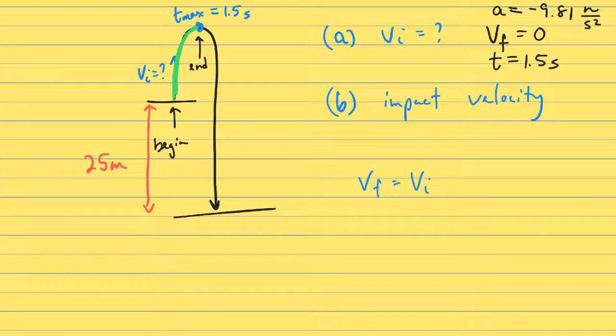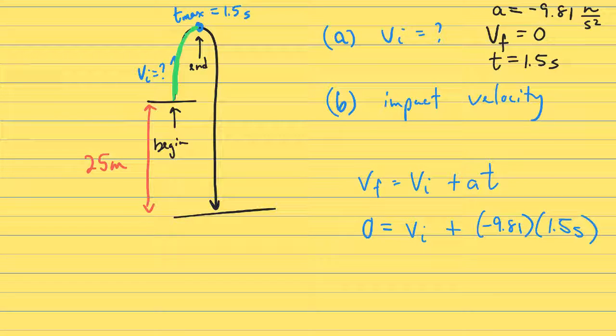Yeah. Now, if the problem asked you to find the max height, then maybe you could use VF squared equals VI squared plus 2AY in a second or a little bit later. Since VF is 0, that drops off. VI is the initial velocity we're looking for. A is negative 9.81. T is 1.5 seconds. This is meters per second squared.